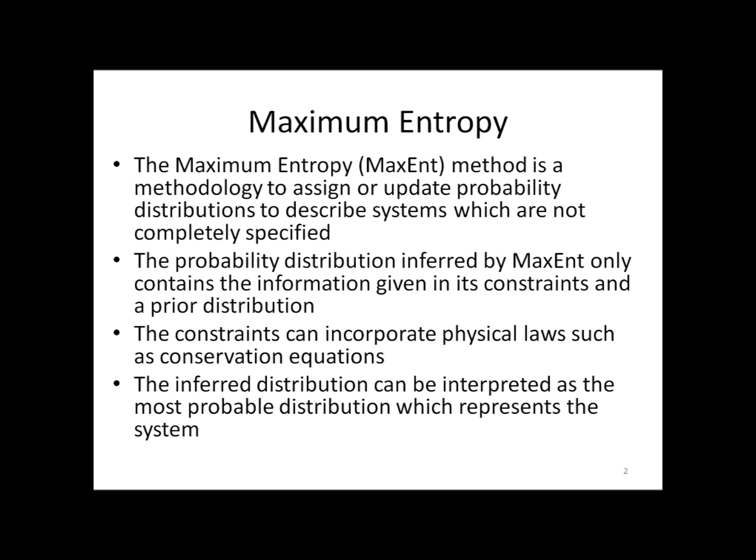is a method to assign or update a probability distribution to describe a system which is not completely specified, potentially an undetermined set of equations. The probability distributions obtained from the MaxEnt method only contain information from the prior and the constraints, and the constraints can incorporate physical laws, and the inferred distribution can be interpreted as the most probable distribution which represents the system.